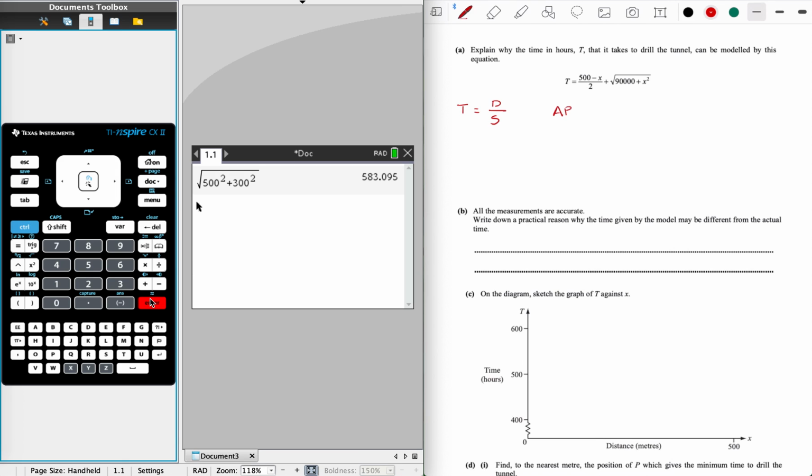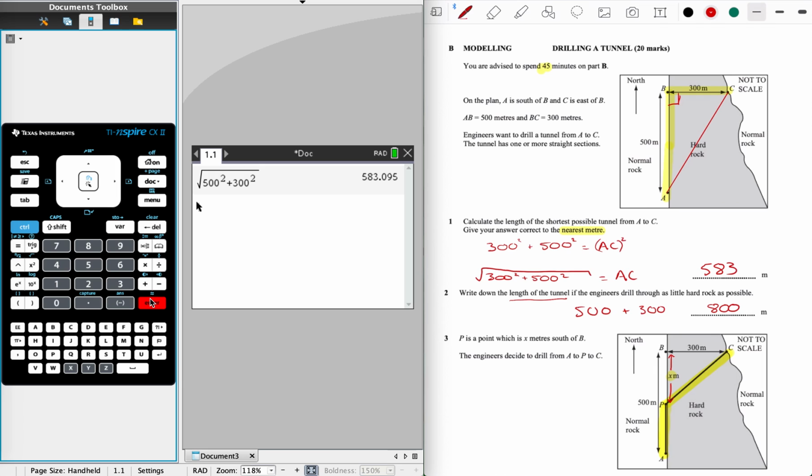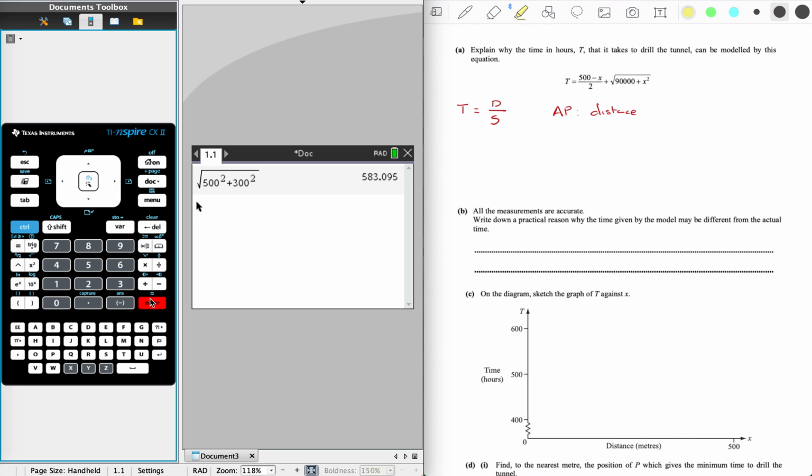I need my distance, and that A to P was 500 in total. So I'm looking here. This 500, let me just get rid of it. This 500 minus this x. So 500 minus x is the distance.